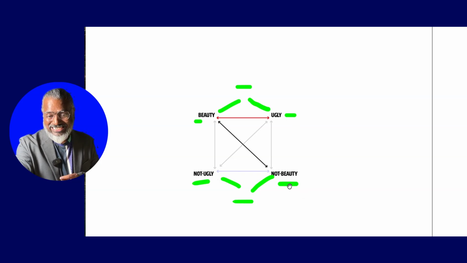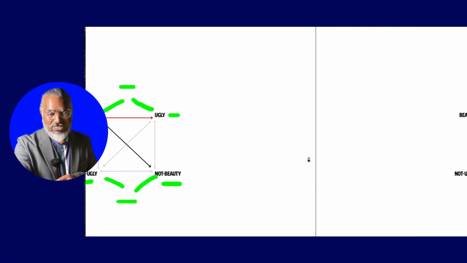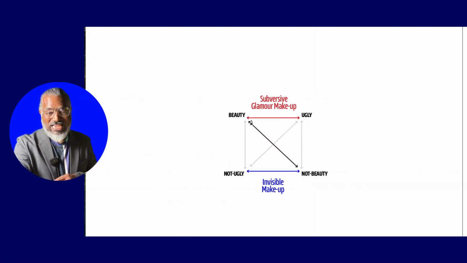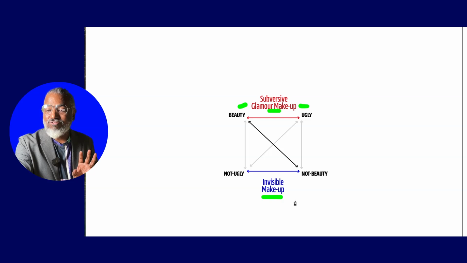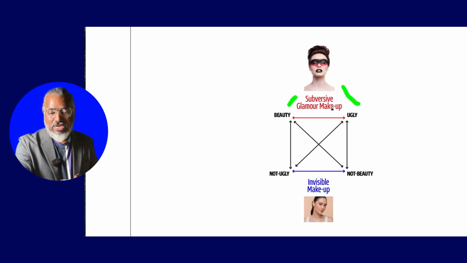Likewise, not ugly, not beauty. Is there any makeup style which doesn't correspond to any one of them? Basically, it negates. That's what we are discovering. Of course, we have the combination of beauty and ugly: there is something called subversive glamour makeup. Likewise, we have invisible makeup. That's what you see here pictorially.